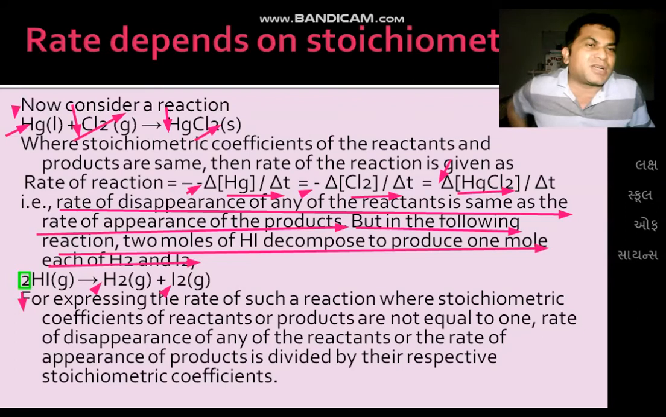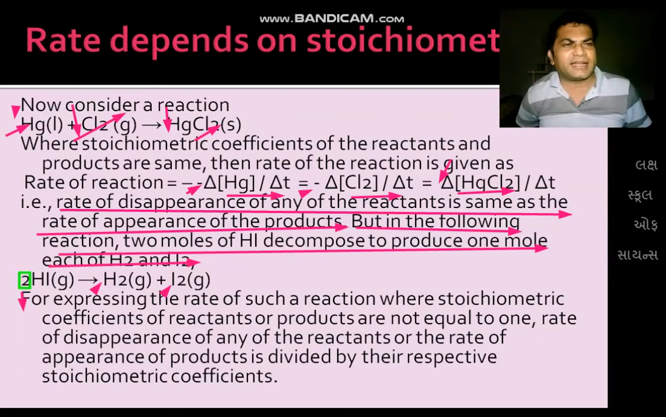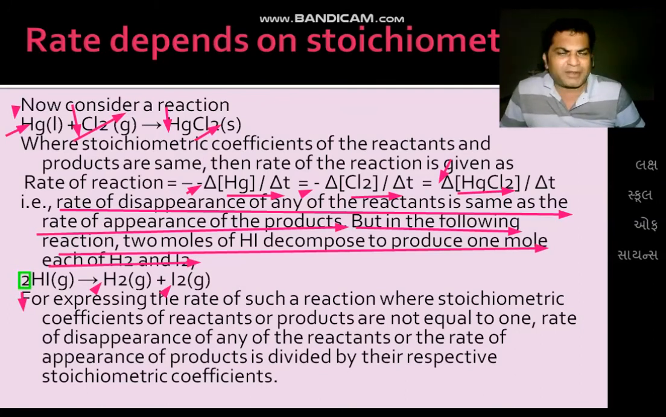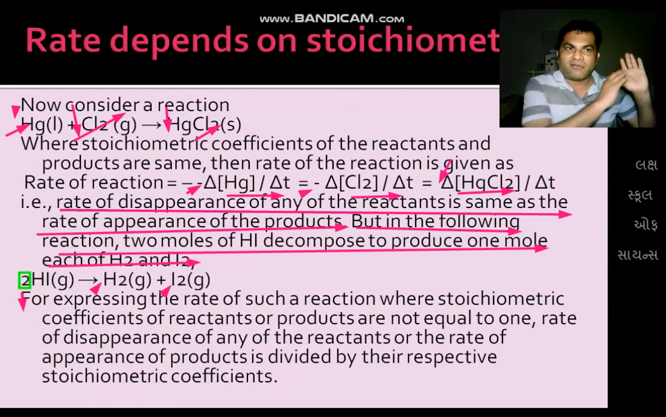If we have to compare everything, we have to divide the rate of disappearance by 2, and that will give you the answer. So for expressing the rate of such a reaction where the stoichiometric coefficients of reactants or products are not equal to 1, the rate of disappearance of any of the reactants or the rate of appearance of the product is divided by their respective stoichiometric coefficient. That I have already taught you.